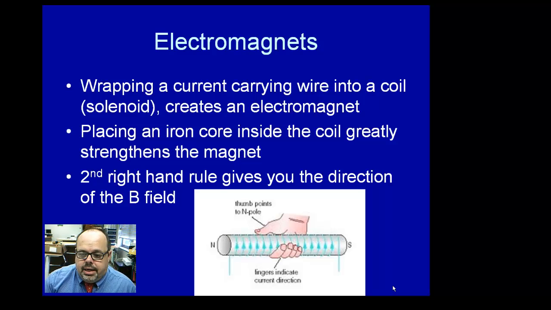Now the second right-hand rule will give you the direction of the B field. To get it, we look at the direction of the current in the wire. It's coming in on the south end and wrapping around it. So I'm going to wrap my fingers in the direction of positive current flow. My thumb is now going to point at the North Pole. That's the second right-hand rule. It's used to tell you what the north and what the south is.